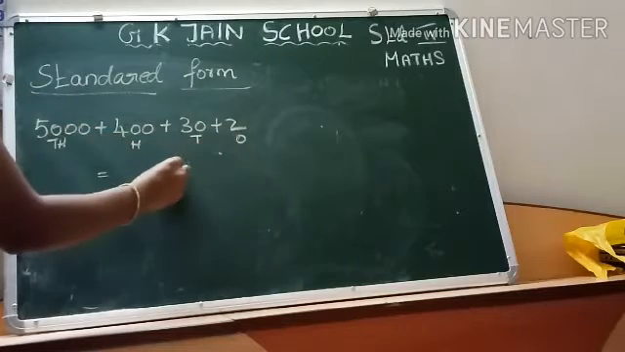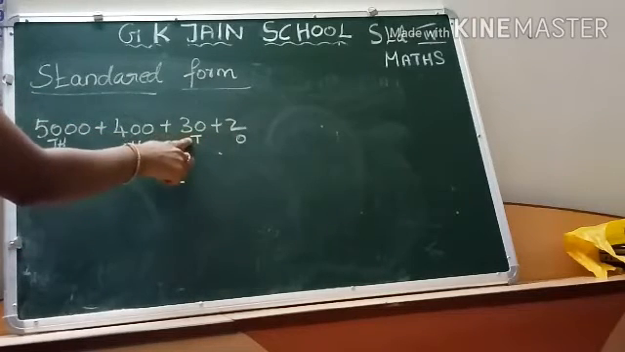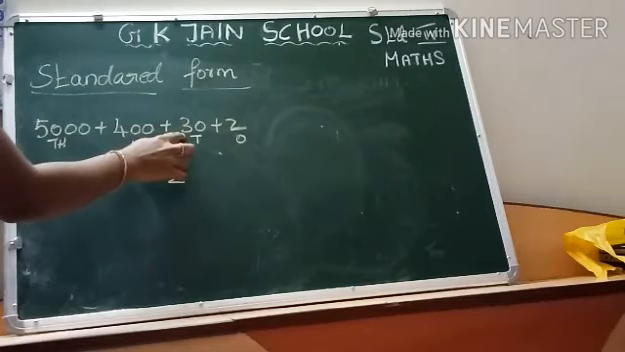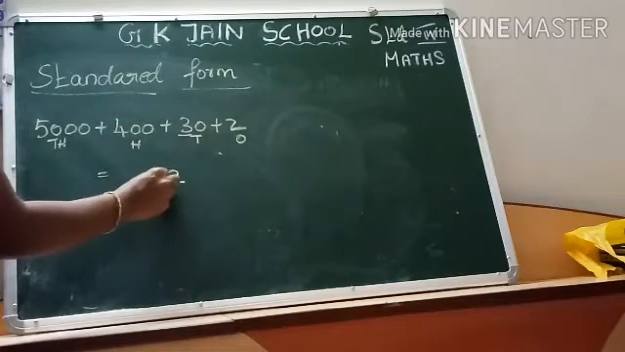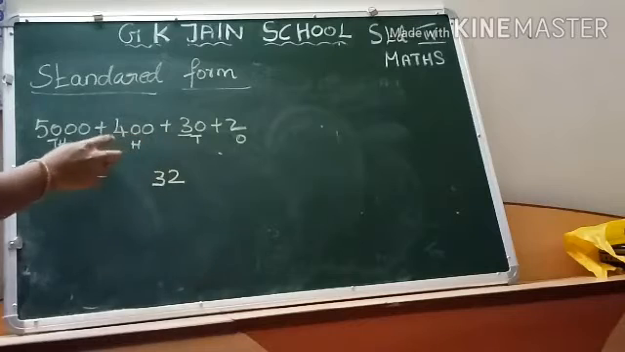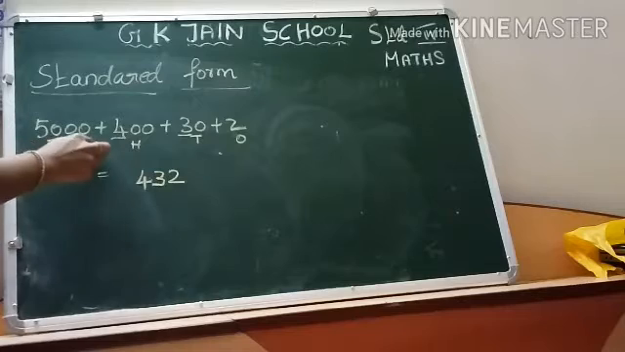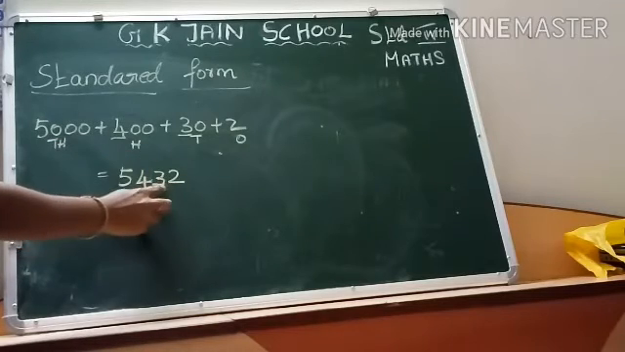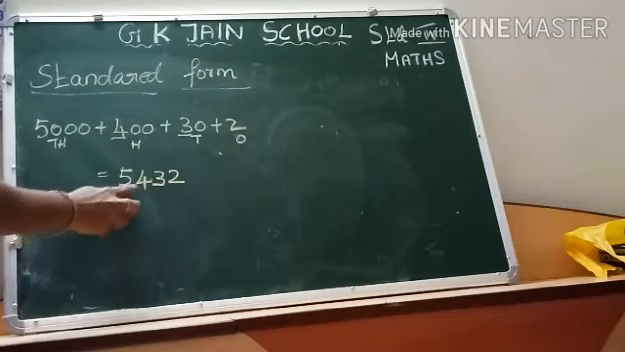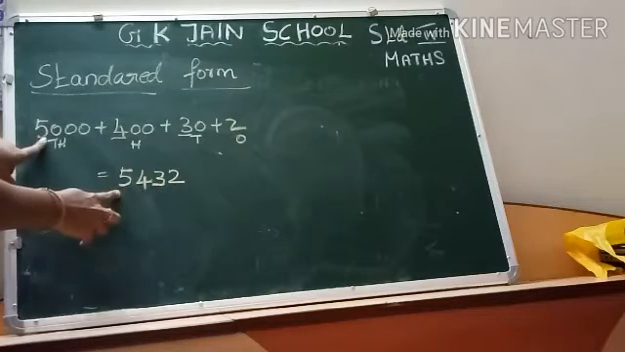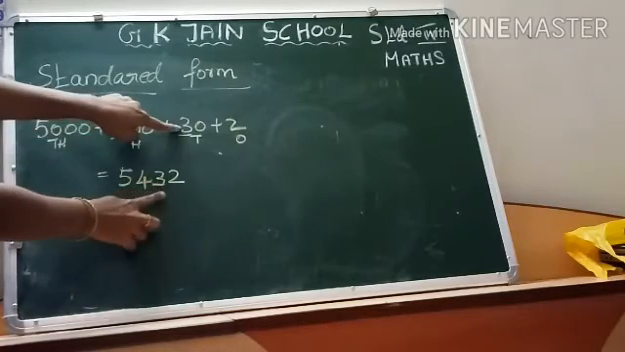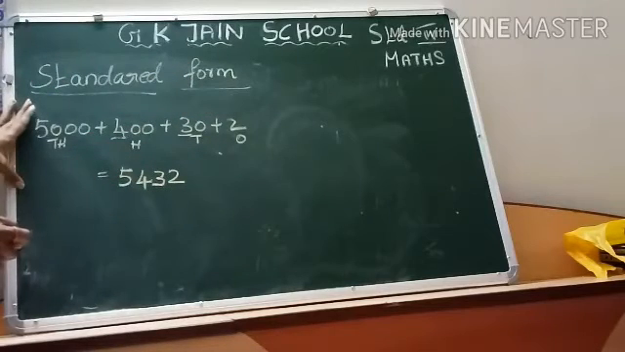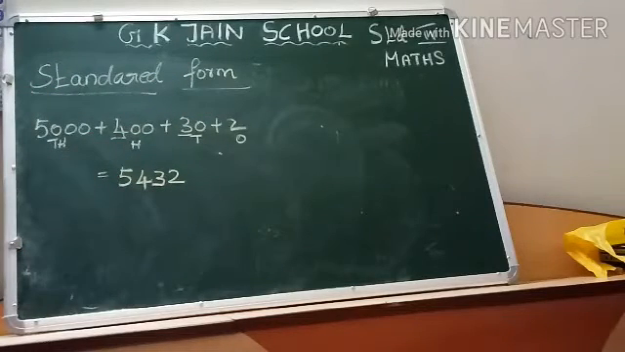So right hand side, the first number is 2. The next number is 30, but we must write only the digit 3. The next number is 400, but we must write the digit 4. Thereafter 5000. So what are we going to write? Only the digit 5. Right. So ones, tens, 100 and 1000. So 5432. So this is the way to write the standard form.